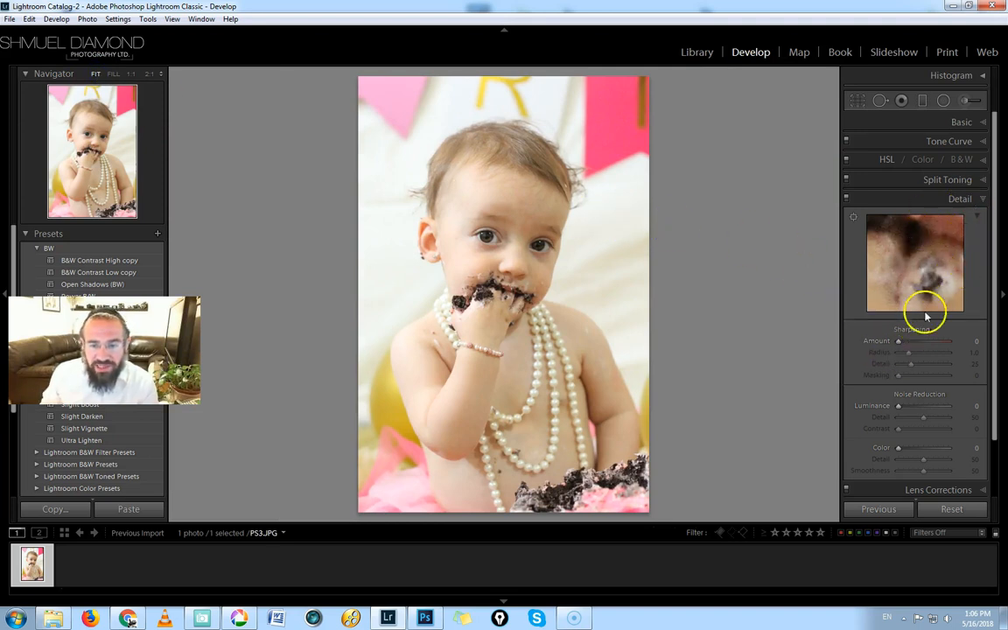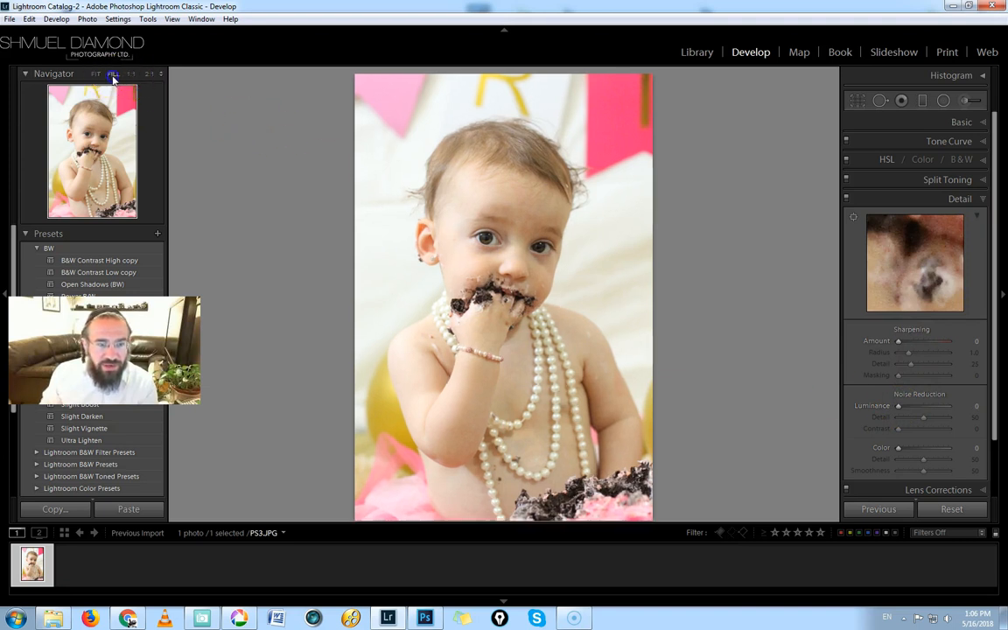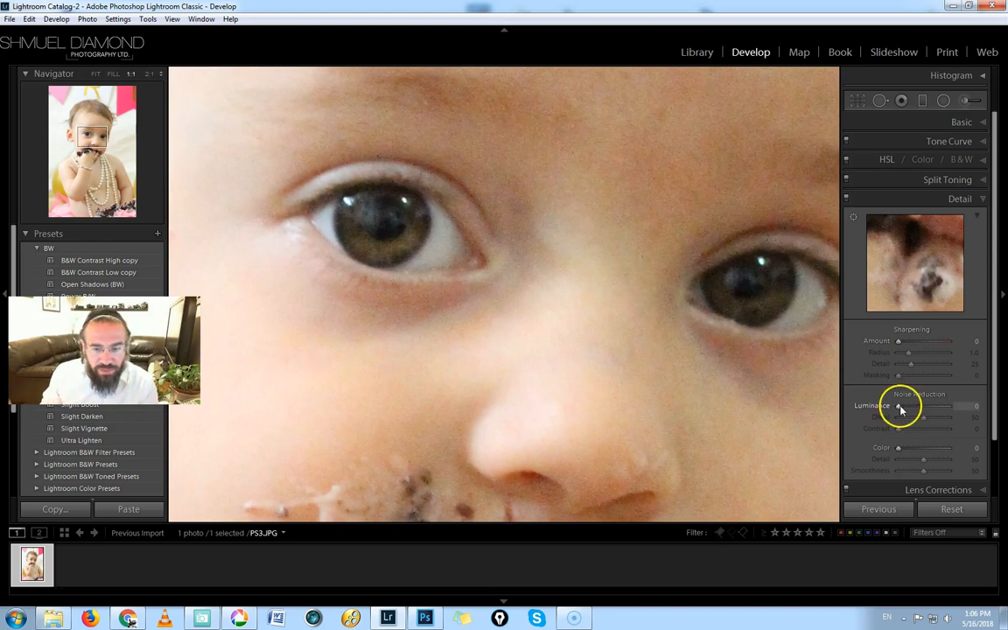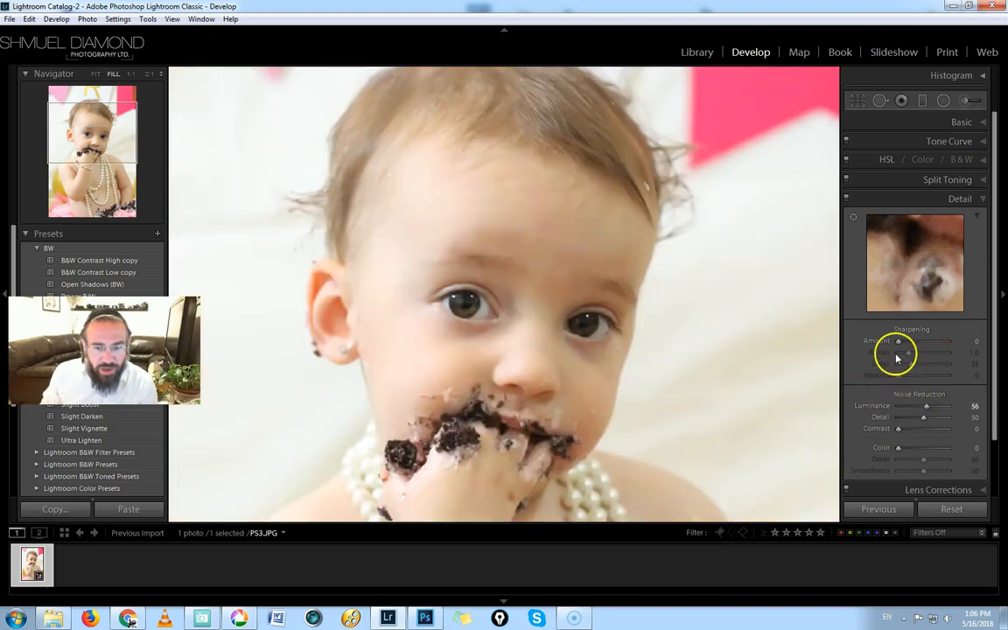We have under detail, we have noise reduction, luminance. Watch what happens if we go in closer so we can see even closer, and we put up the luminance of the noise reduction. Do you see how that, look at the difference. So it softens the whole image generally. But it does make a difference. It really does make a difference.